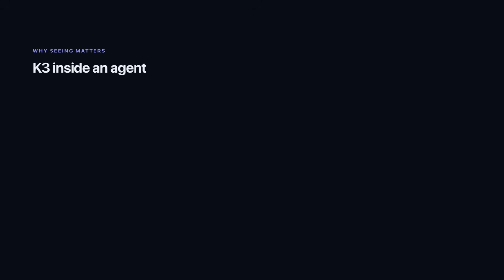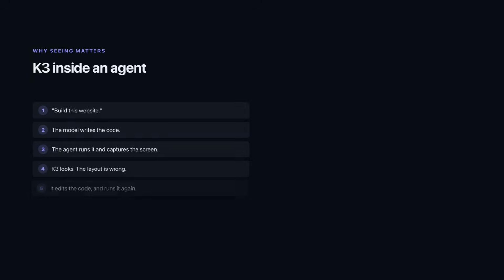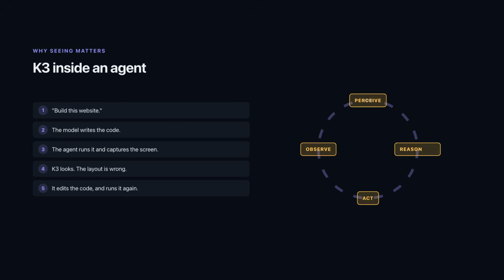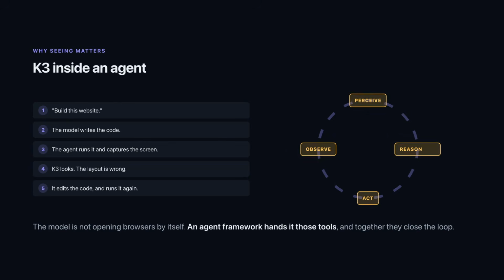This becomes especially powerful when K3 is used inside an AI agent. Imagine asking an agent to build a website. The model writes the code. The agent runs it and captures the screen. K3 inspects the result, sees the layout is wrong, and edits the code. Then it runs it again and looks again. Together, that forms a loop: perceive, reason, act, and observe again. One important distinction: the model itself isn't opening browsers or executing programs. An agent framework gives it access to those tools, and that combination is increasingly how real-world AI systems get built.